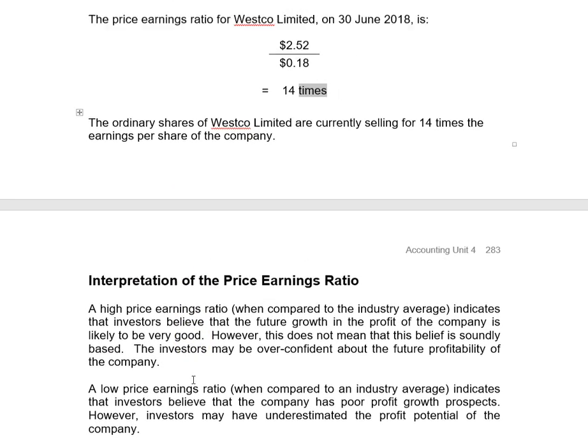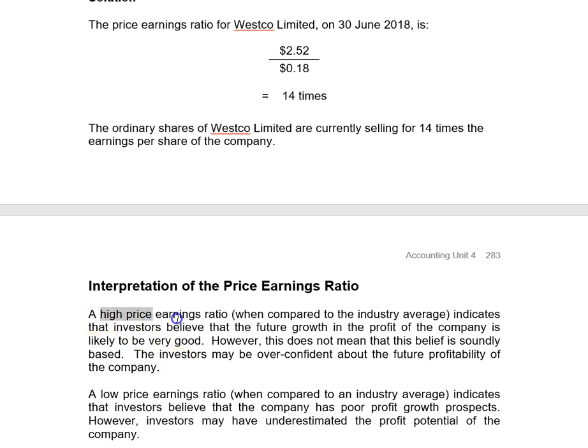How do you interpret this ratio? Now, when it is high, it indicates that the investors are very confident in the company. They believe that the future growth of the profit is very good. But it also may mean that the investor is overconfident, because it doesn't reflect the actual reality. It is more of a perception.